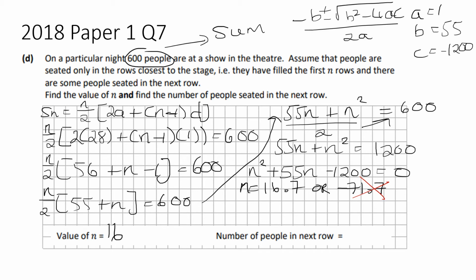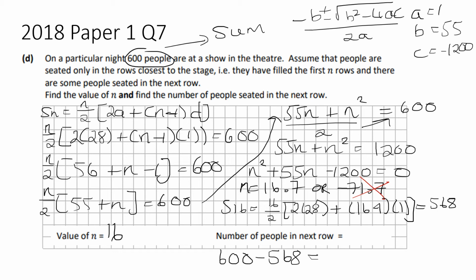Then, to find out how many people are in the first 16 rows, we're going to have to find the S of 16. So 16 over 2, bracket 2 times 28, plus 16 minus 1 by 1. Put that into your calculator and you get 568. So to find the number of people in the next row, you're going to have to do 600 minus the 568, which will give you 32 people. So that's the 32 people in the next row. So that gives you a total of 10 marks.